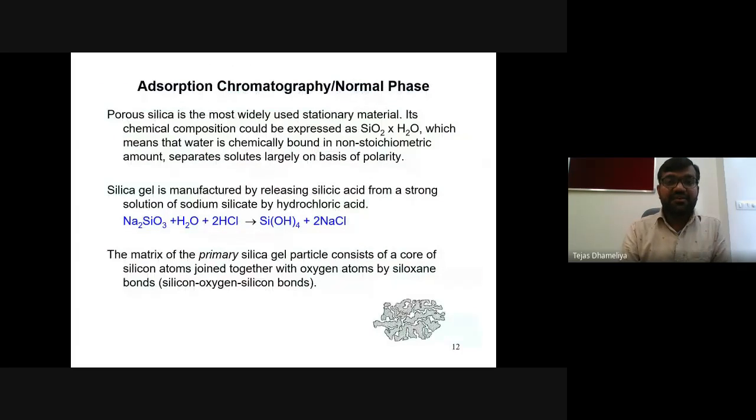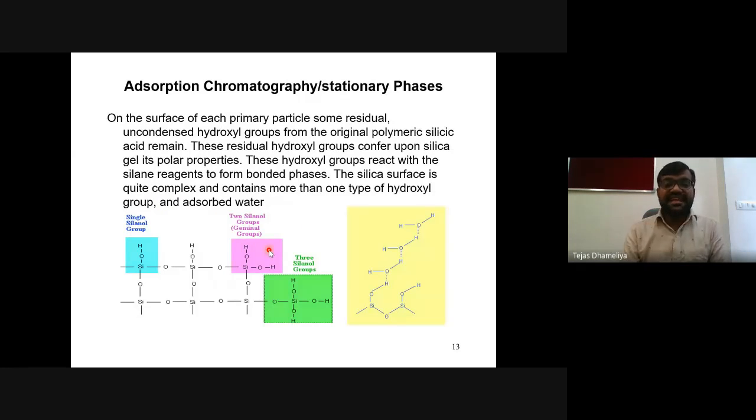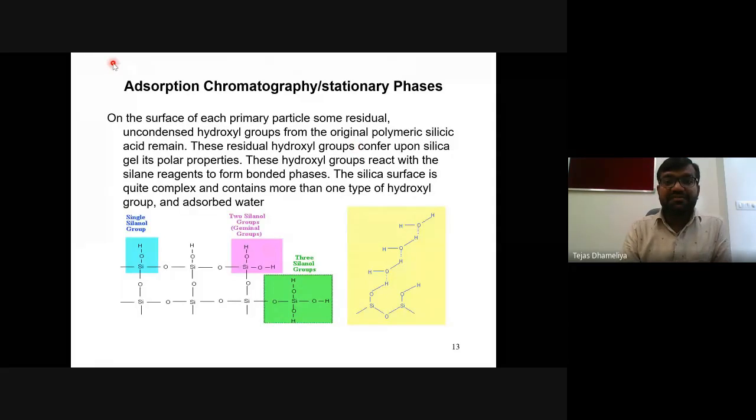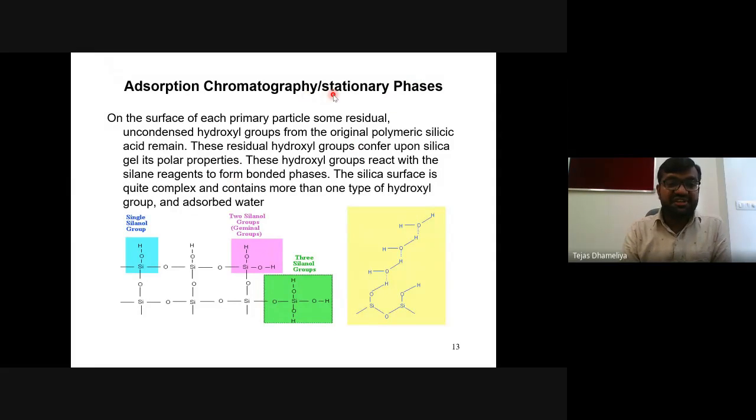Then another kind of chromatographic technique is called adsorption chromatography, which is normal phase, where normal means the mobile phase itself will be non-polar. This is an example of adsorption chromatography, where the stationary phase is silica gel, and that has these kinds of silanol bonds. Here you can see the silanol groups.